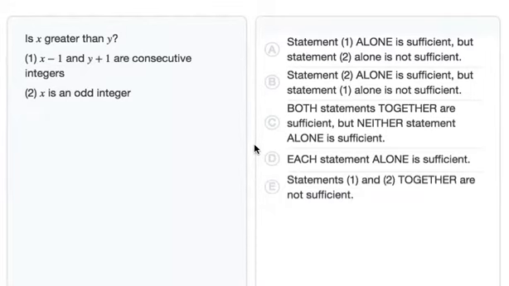To solve this data sufficiency question, we'll go ahead and consider each statement separately first and then together if needed. So the question asks us, is x greater than y? While we're going through and considering each statement separately, we're essentially looking for whether x is greater than y. So let's start with statement 1.